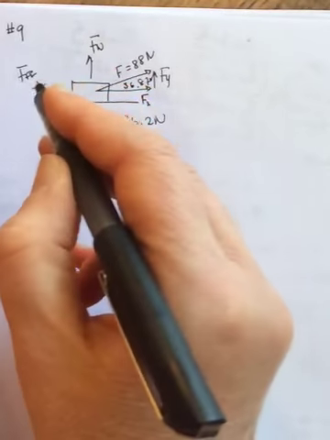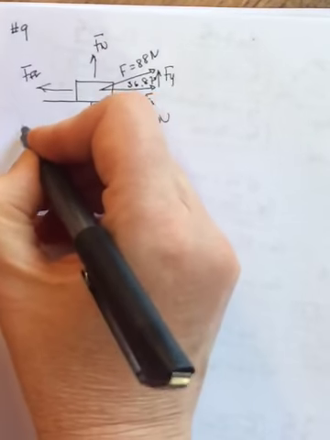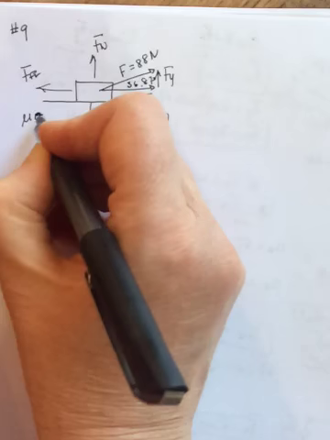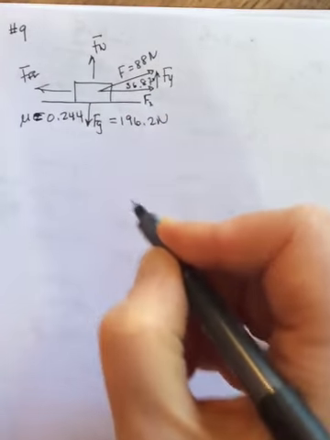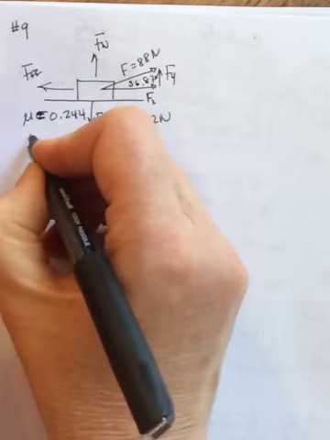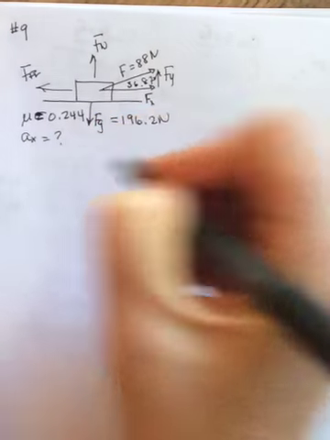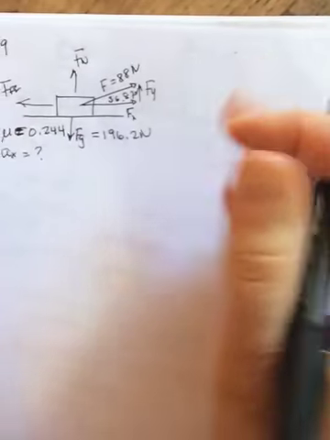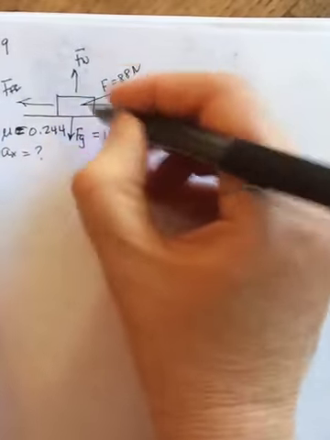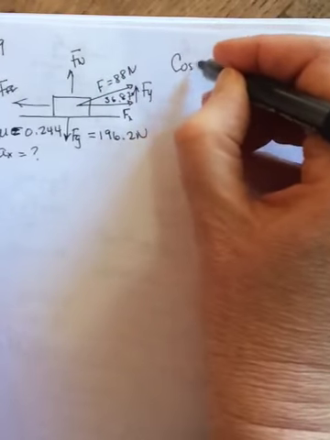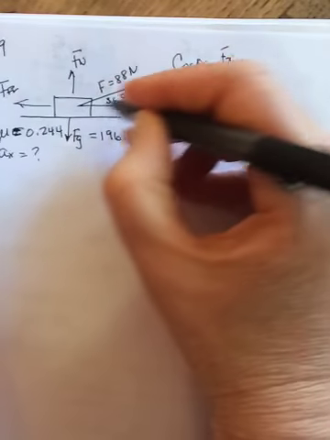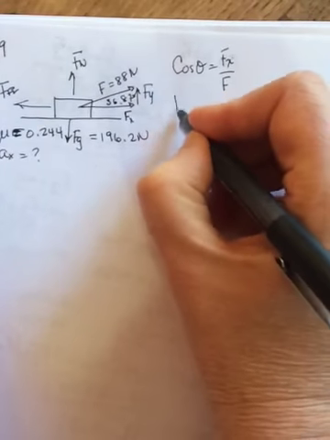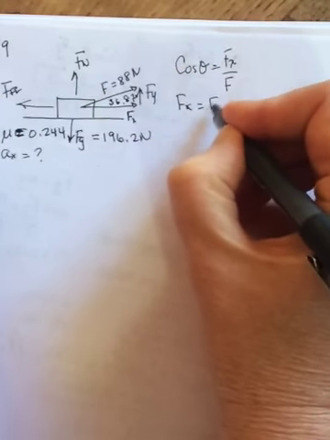We have Fn, we have the coefficient of friction is 0.244. And it wants to know what is the acceleration, and then it also wants to know how far does it travel, but we'll get to that in part B. So first find your components. So it'll be cos theta is equal to Fx over F, because Fx is the adjacent side. So Fx equals F cos theta.